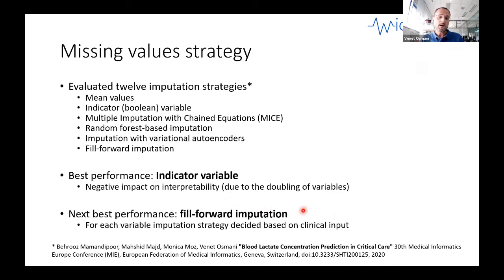So what we did was look at the next best performance, which was forward fill imputation, meaning that we carry data from the past into the current state. For some variables, this was not possible. So we sat down with the clinicians, and they suggested a specific strategy depending on what they thought was the most appropriate for each of the variables. So there was not one single strategy that we used for imputation of missing values.